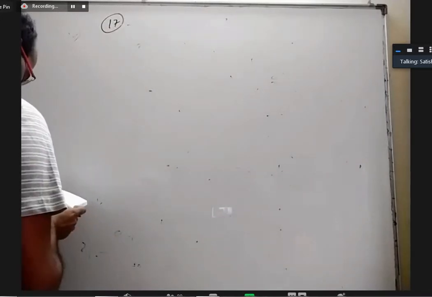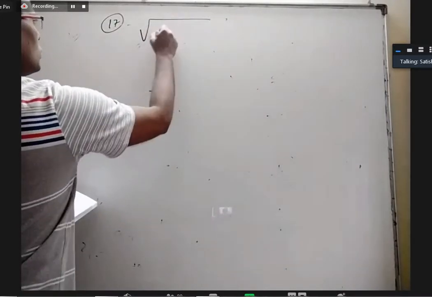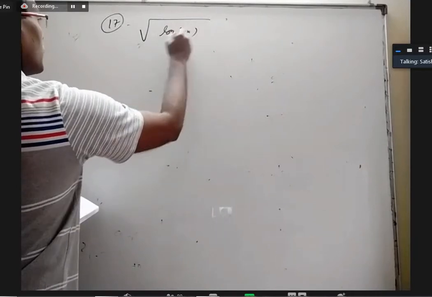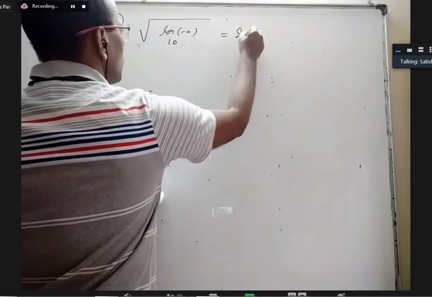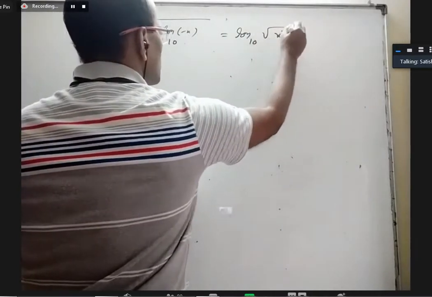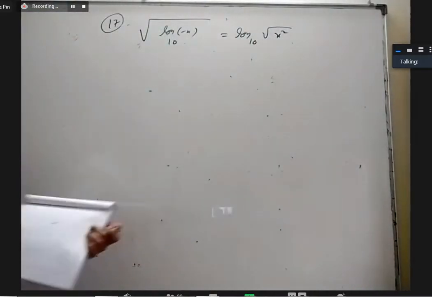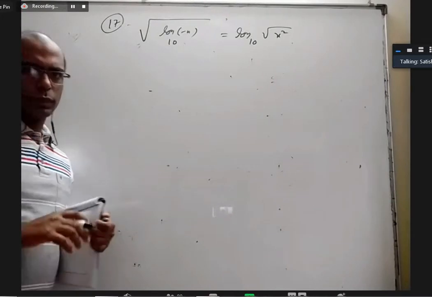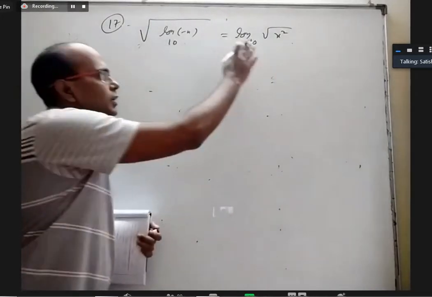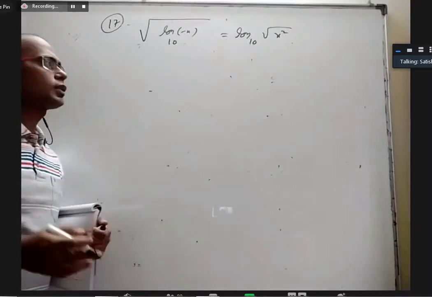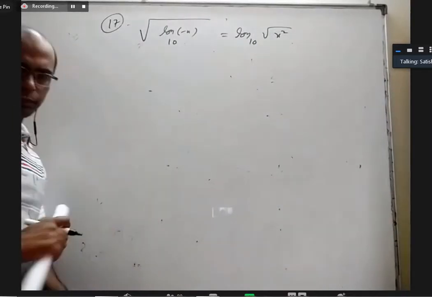Okay, so 17th question: square root of log of minus x base 10 is equal to log with base 10 of root x square. How to solve this, I'll discuss, but before that I want to know for what x values the RHS is defined and for what values the LHS is defined.